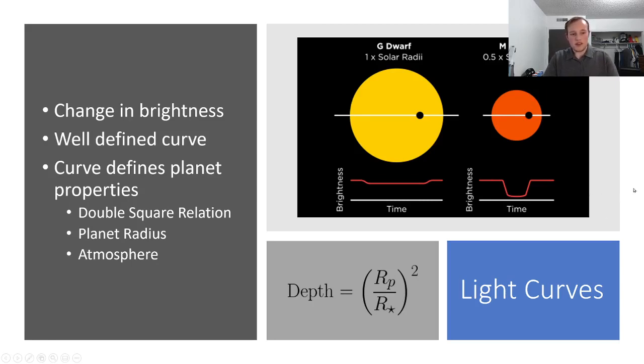And some other things can affect the depth of this dip as well. If the planet has an atmosphere, in certain filters you'll see a bigger radius and a greater dip, because the atmosphere will block the light in that wavelength, in that filter, but not in the other filters.